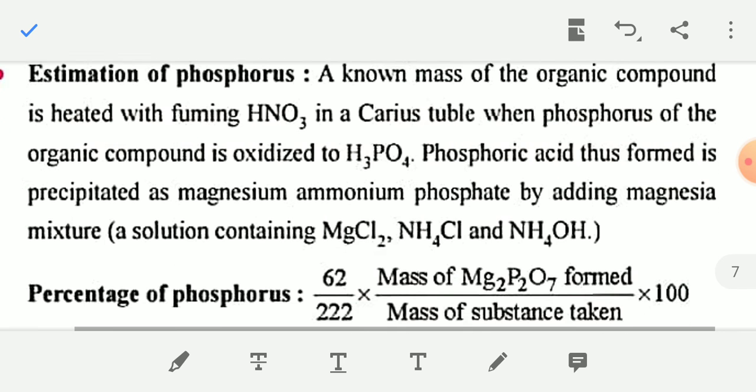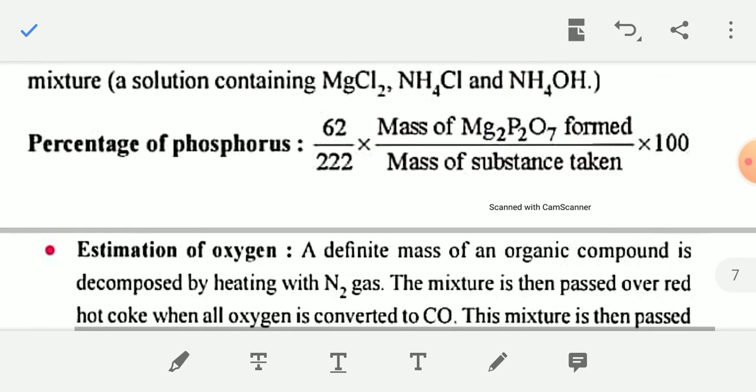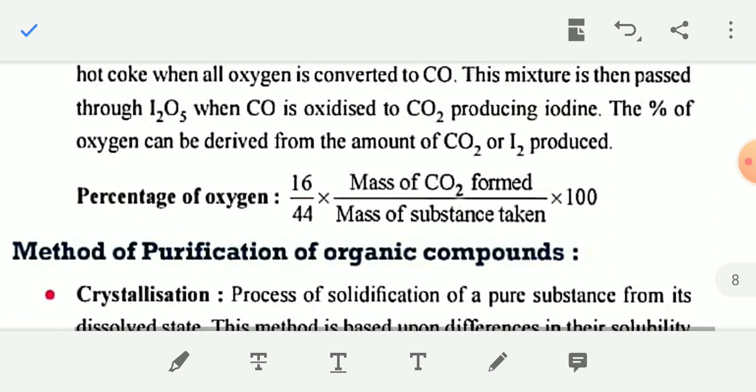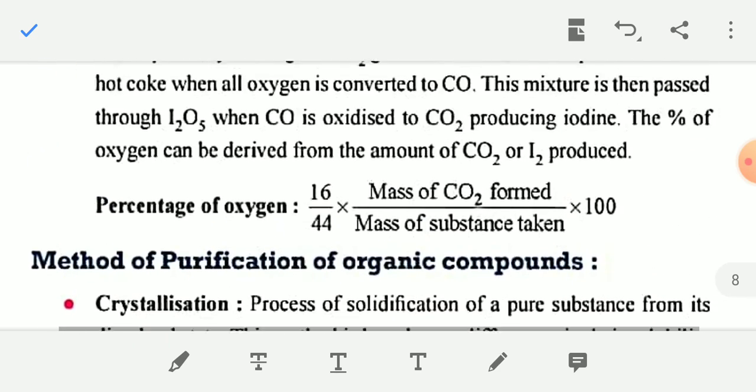And estimation of phosphorus, one formula is given: 62/222 × mass of Mg2P2O7 formed divided by mass of substance taken × 100. And estimation of oxygen, one more formula is given.